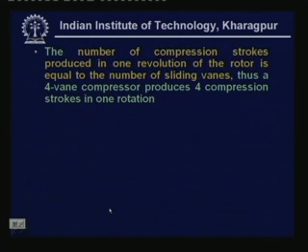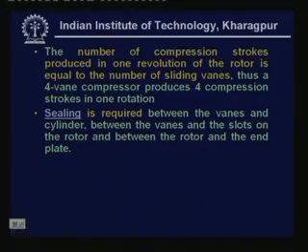The number of compression strokes produced in one revolution of the rotor is equal to the number of sliding vanes. Thus, a 4-vane compressor produces 4 compression strokes in one rotation. Of course, it is not necessary to have 4 vanes only. You can have 2 vanes, or 6 vanes, or 4 vanes. Normally, 4 vanes or 6 vanes are more common. If you have 4 vanes, there will be 4 cells, and if you have 6 vanes, there will be 6 cells.